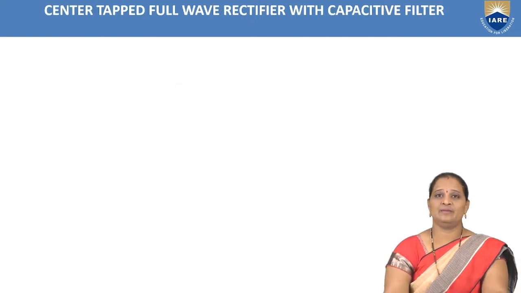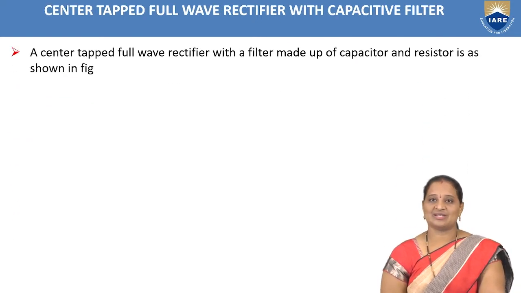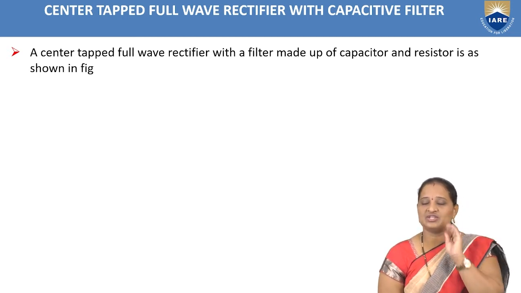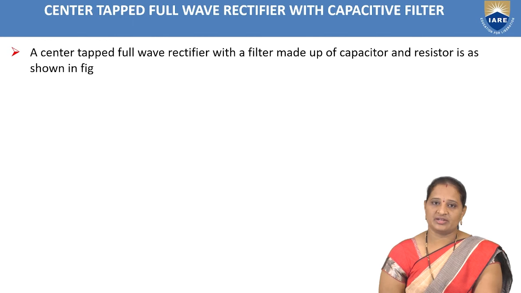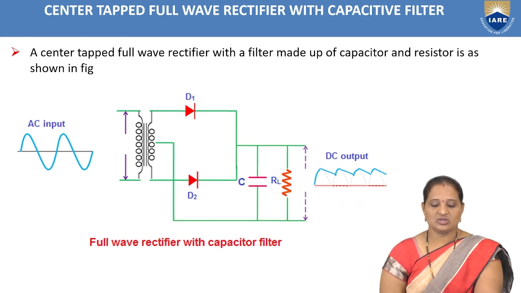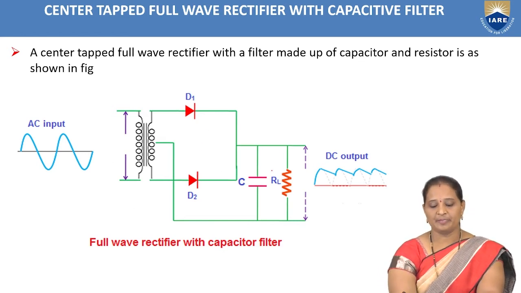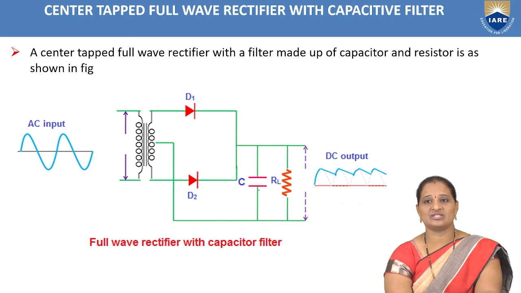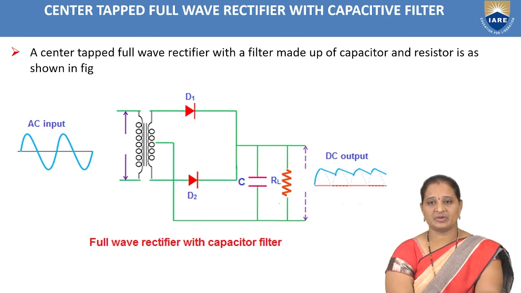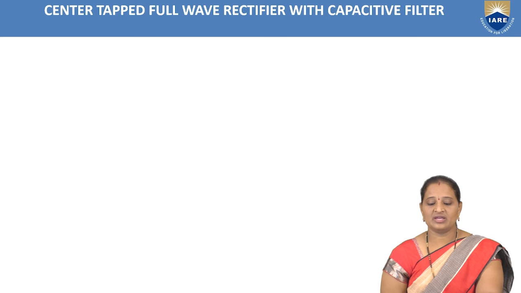Now let us see the full wave rectifier with capacitive filter. In the full wave rectifier also we have two types, center tap full wave rectifier and bridge rectifier. Now let us see the circuit diagram of center tap full wave rectifier with capacitive filter. So this is a center tap full wave rectifier and we have the capacitor which is connected in parallel with the load resistor, and this entire circuit represents the full wave rectifier with capacitive filter.